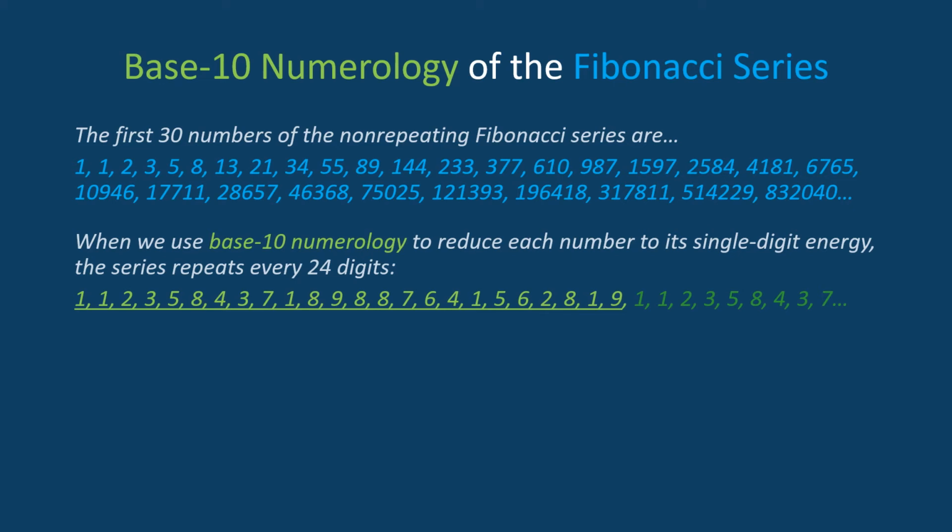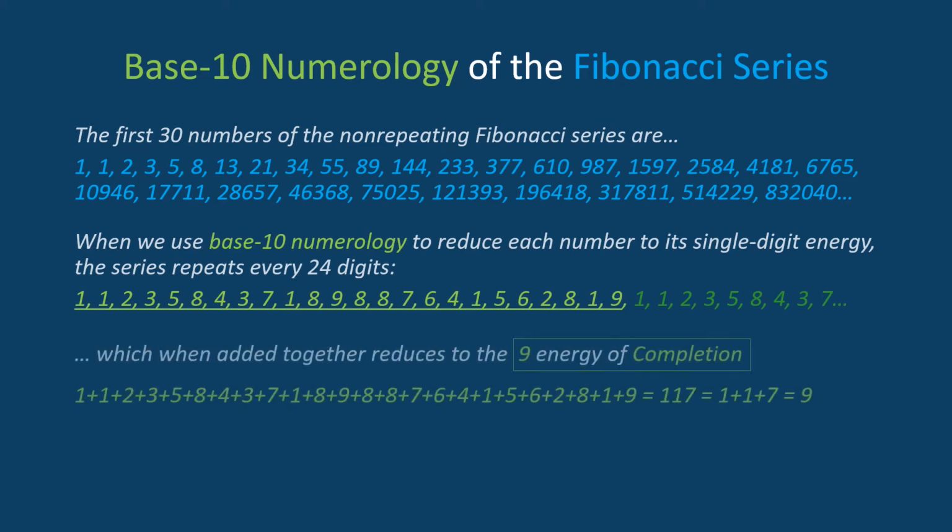Then 13 would reduce to 1 plus 3 equals 4, 21 to 2 plus 1 equals 3, 34 to 3 plus 4 equals 7, and so on. What we find is that the series repeats every 24 numbers, as shown underlined in light green. So, to find the numerology of those 24 numbers, we likewise add them together until we reduce them to a single-digit sum. Because the initial sum of 117 is not yet a single digit, we reduce it once again to get 1 plus 1 plus 7 equals 9, which is the energy of completion in numerology. What this essentially means is that in base 10 numerology, the Fibonacci series energetically represents repeating cycles or generations of completion, which makes total sense.